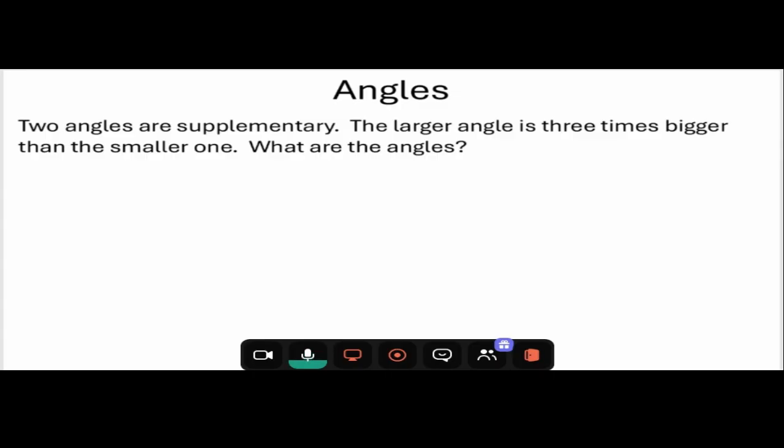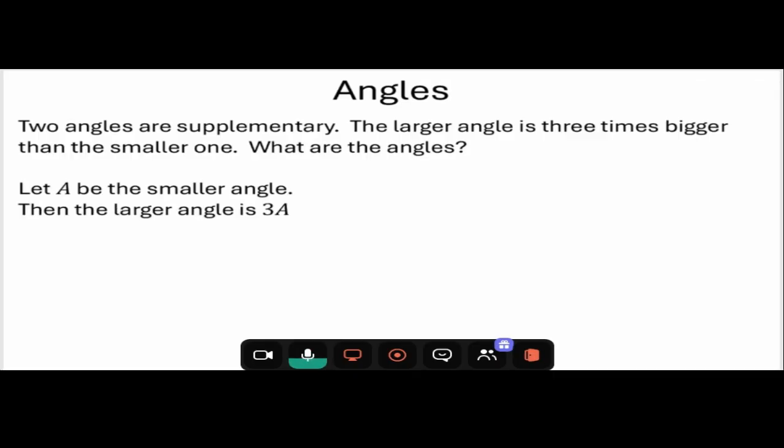Well, let's get a variable in there. Let's let A be the smaller of the two angles. Now, what do we know? We know the larger angle is 3 times bigger than the smaller one. How do we say that in math? The larger angle is 3 times A, 3A. So there's the two angles, A and 3A, the smaller one and the bigger one. Now, what do we know about those two angles? They are supplementary. That means they add up to 180.